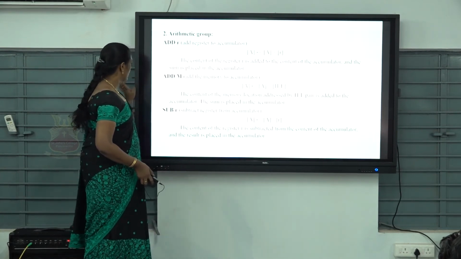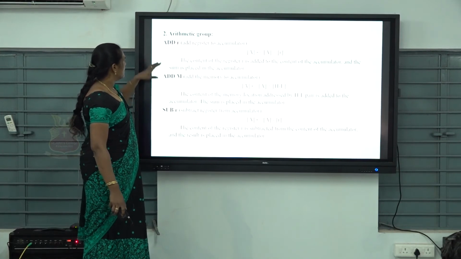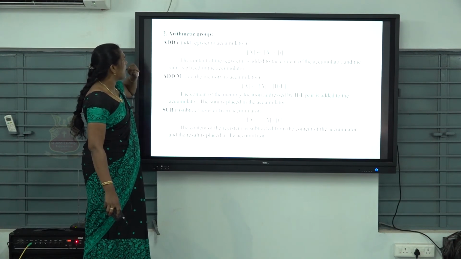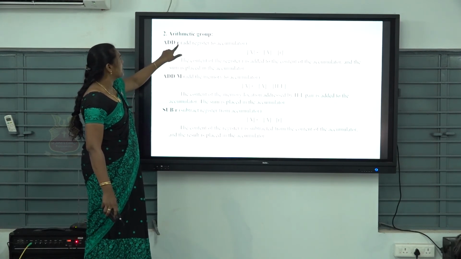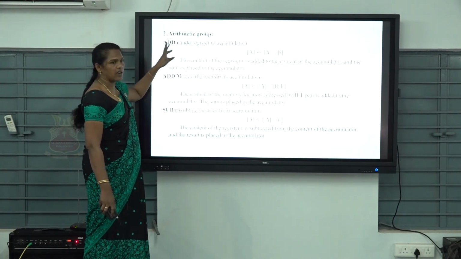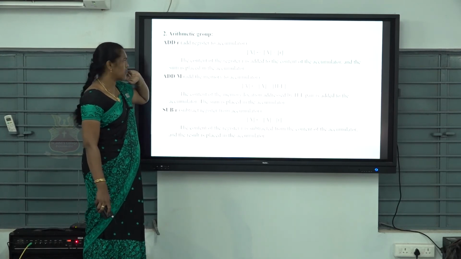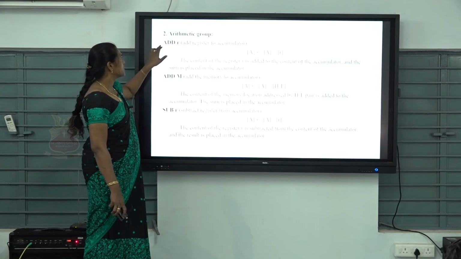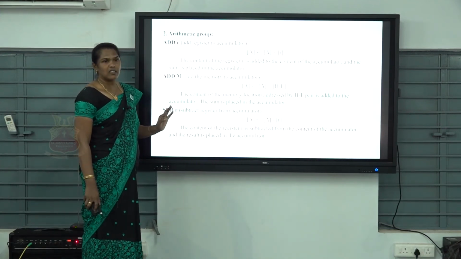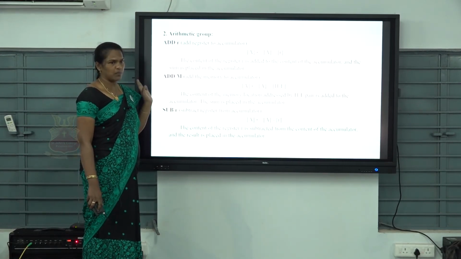Then the next one, arithmetic. So add, sub, everything comes under this group. Add R, that means add B, add C, add D, add E, add H, add L. So R may be anything, an 8-bit general purpose register. So add B means the B register content is added with the accumulator content and the result is stored in the accumulator.